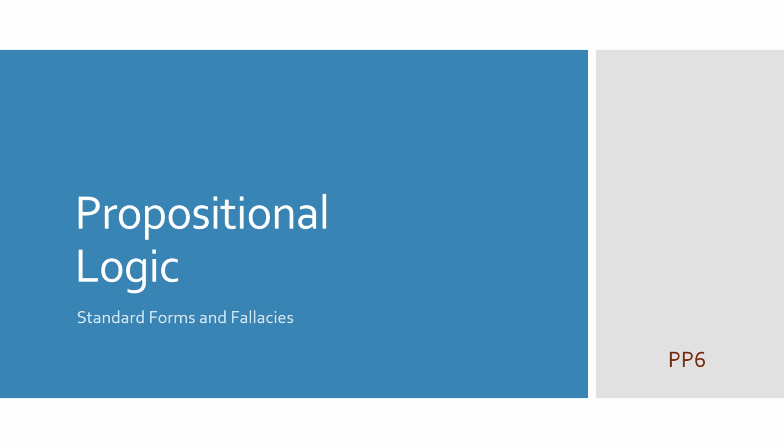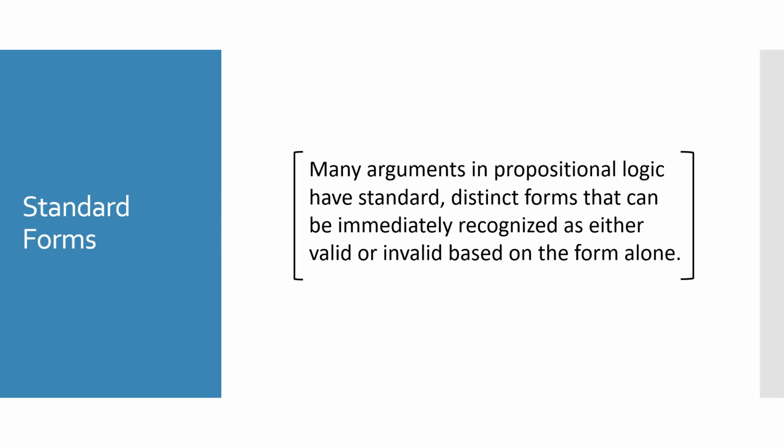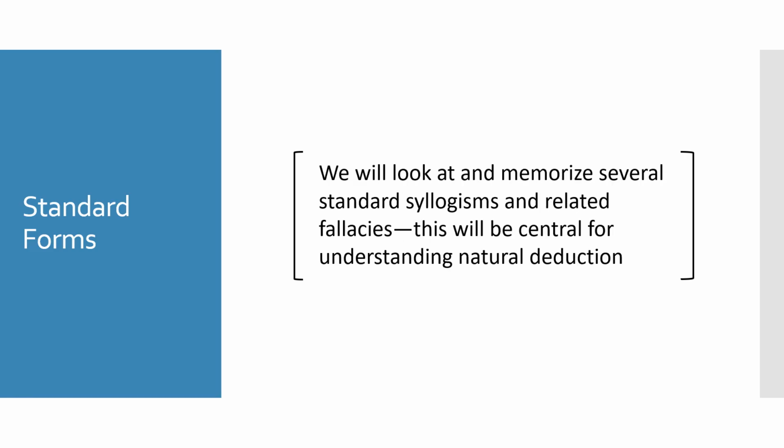So the last piece of the puzzle of dealing with propositional logic is to learn the various standard forms of propositional syllogisms and the fallacies that are connected to them. As we'll see, many, though not all, of the arguments in propositional logic have standard distinct forms that can be immediately recognized as either valid or invalid based simply on our understanding of the form alone.